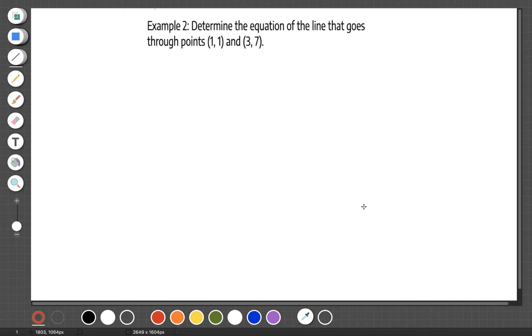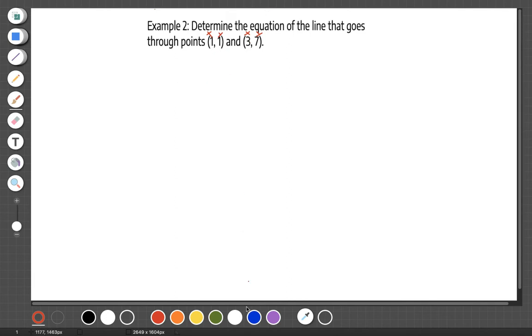All right, for this one, determine the equation of the line that goes through the points (1, 1) and (3, 7). So the first thing that this ties into is we've got to remember our points. Points are x's and y's. So this is literally an x and a y here, and this is also an x and a y. That's really going to be important for this, just so that we identify that.